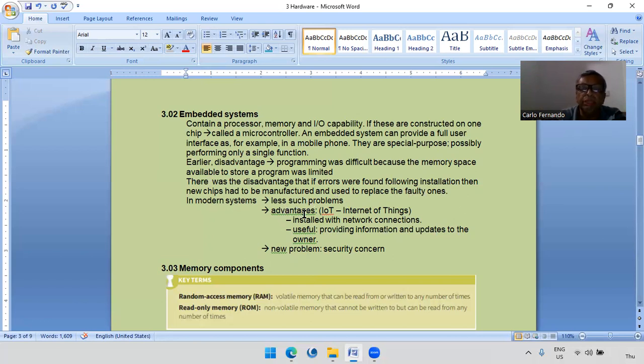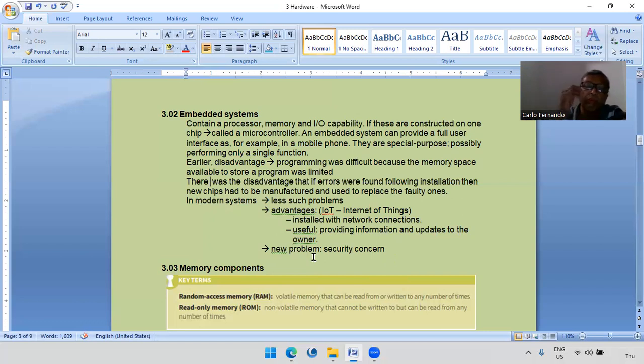But there are advantages of this new technology, IoT. What is that? Internet of Things. Everything connected to the internet, so installed with a network connection. Useful, why? Providing information and updates to the owner is very easy. Not like those days, sending a CD or something. But here, just connect it to the internet and the updates are available.